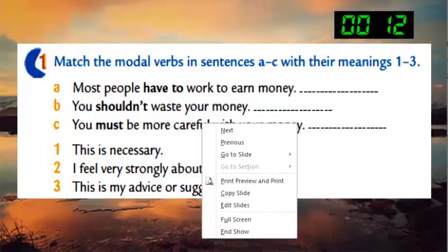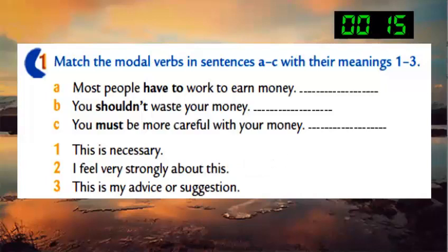So have to. When we say should or shouldn't, this is, of course, a piece of advice. When I give you a piece of advice, I say you should or you shouldn't. You shouldn't waste your money. This is my advice for you. The last one, when I say I strongly feel something about this, so you must be careful with your money. You must be more careful with your money. So this is when I say I feel very strongly about this.